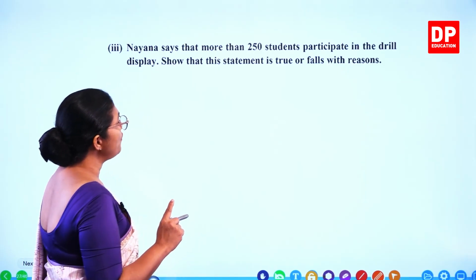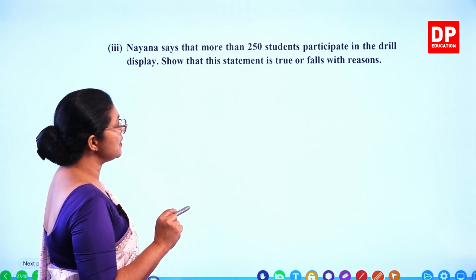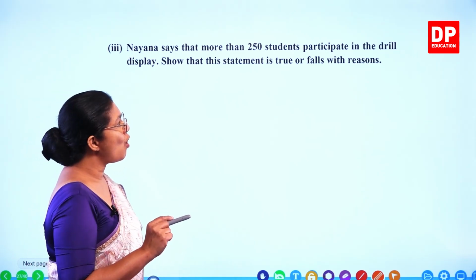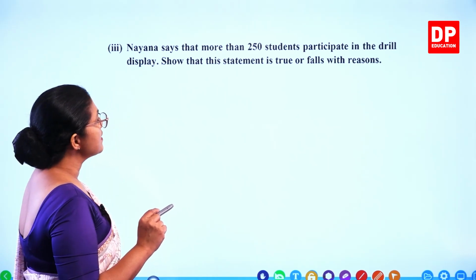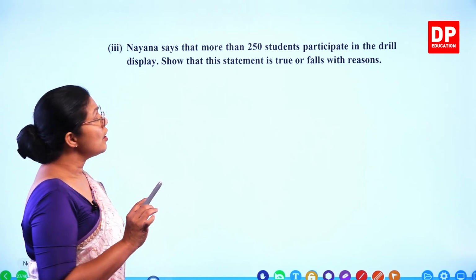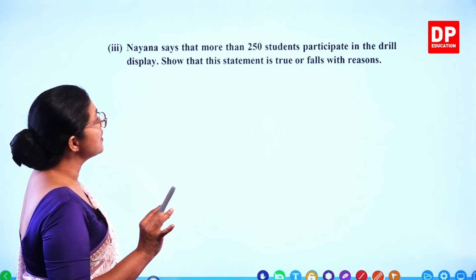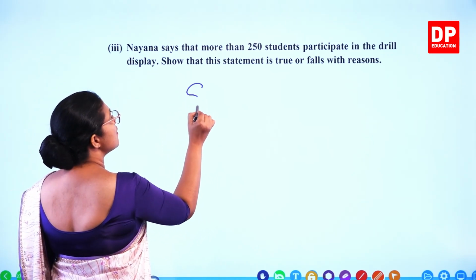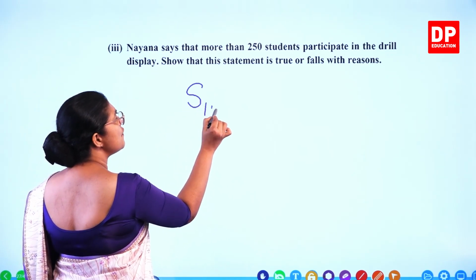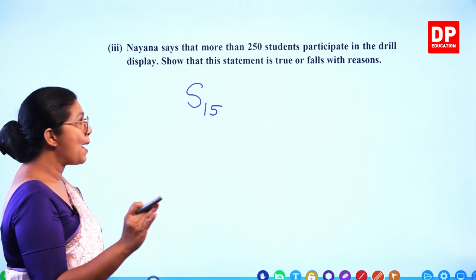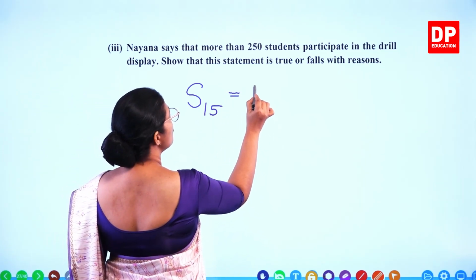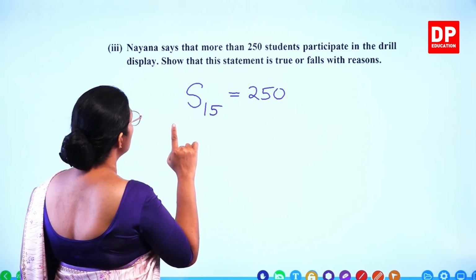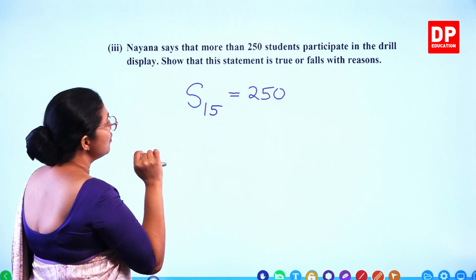Naina says that more than 250 students participate in the drill display. Show that this statement is true or false with reasons. So here, 250 students participate in the drill. So the total number is 250, and N is 15 because 15 rows are there. And then show whether this is true or false.